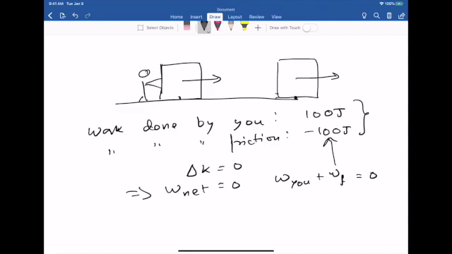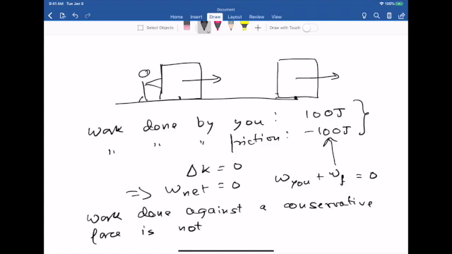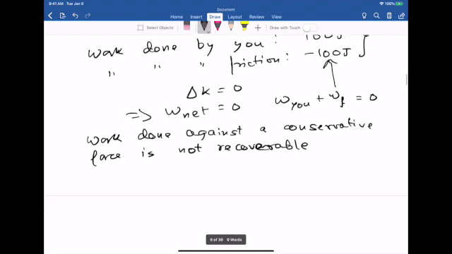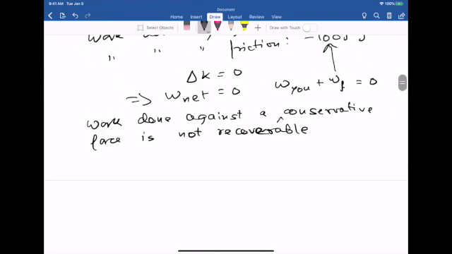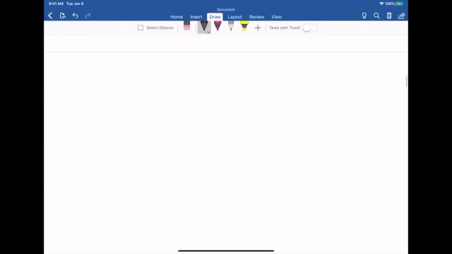So work done against a non-conservative force, like friction, is not recoverable. So that energy is just completely gone, right? All right, now let's consider a slightly different situation.